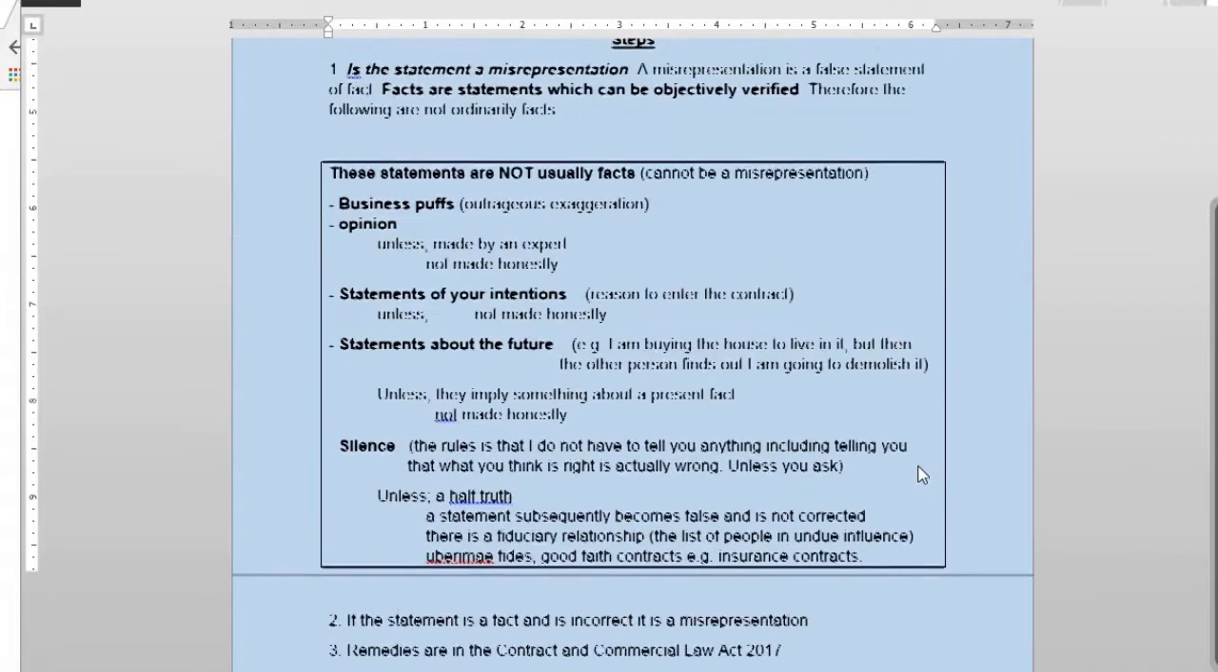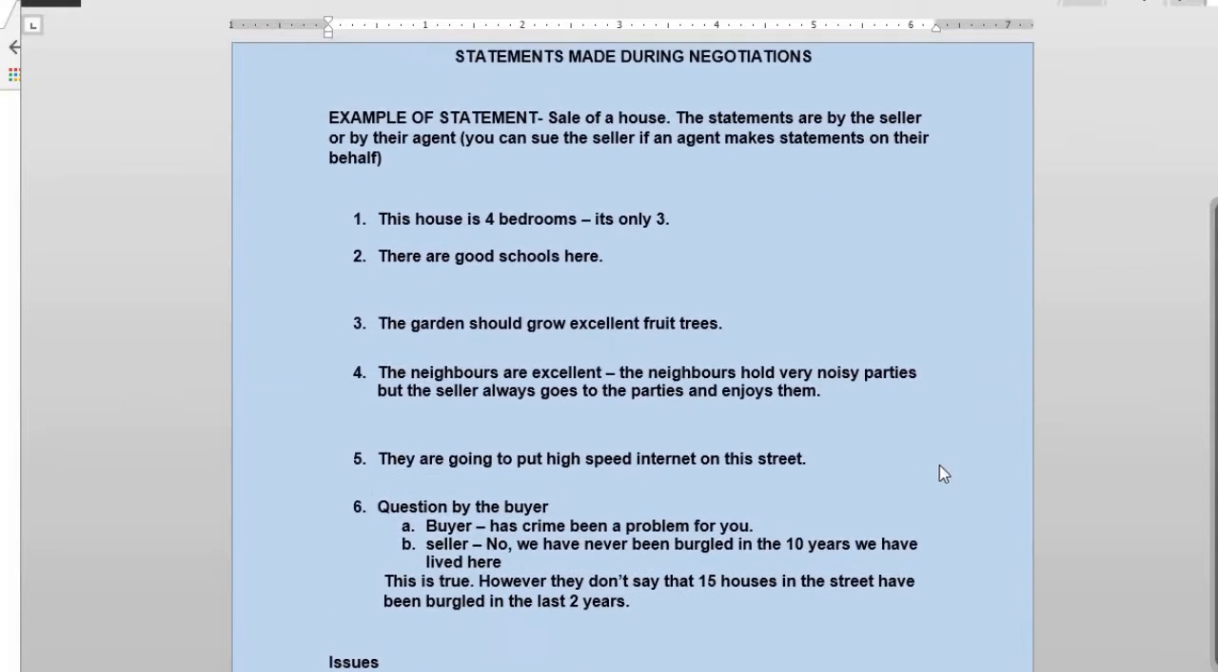So let's go back to our list and see what we can do with these. So our first one up here, 4-bedroom house, we know it's misrepresentation. Did it induce the person? Well, a reasonable person would rely on this, so yes. Will we get damages? Well, 3-bedroom houses are worth less than 4 bedrooms, so yes. Is that going to be a substantial amount? Probably yes. Therefore, we could cancel the contract.